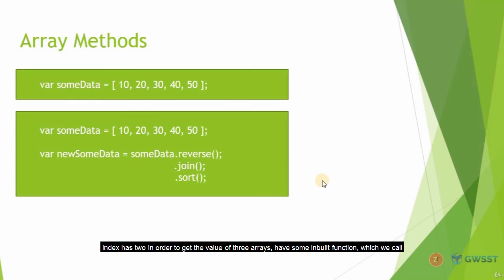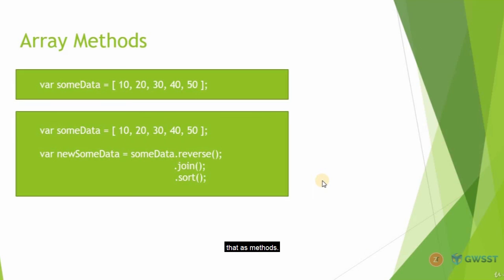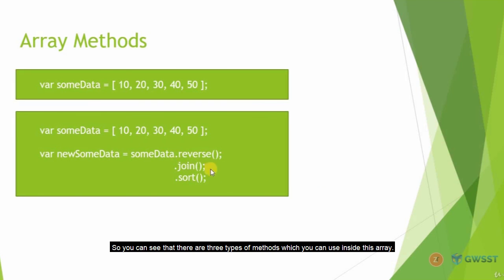Arrays have some inbuilt functions which we call methods. So here you can see that there are 3 types of methods which we can use inside this array. So we have reverse, join and sort.